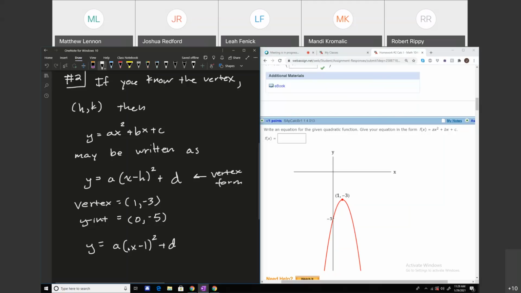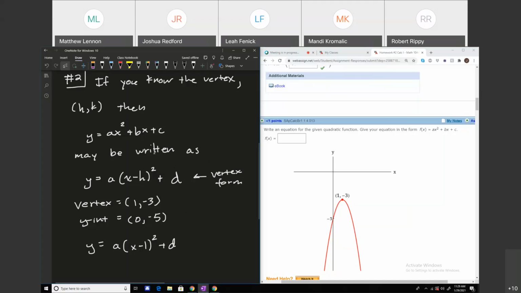I'm getting confused for some reason here. Yeah, I got confused on this one too. It's all right. I didn't go over this explicitly. I went over the vertex formula because that's usually all you need. So the thing is, we need to solve for the different letters.